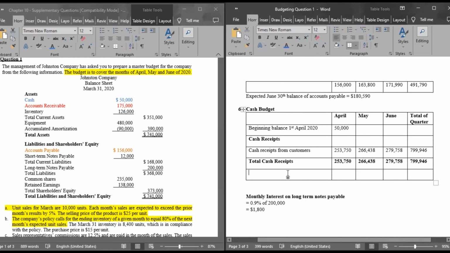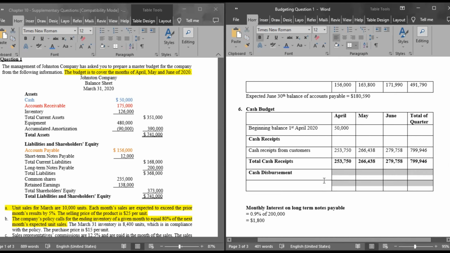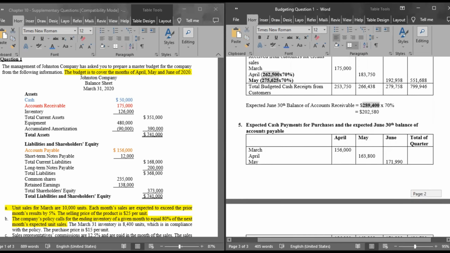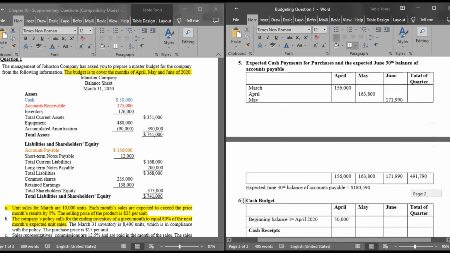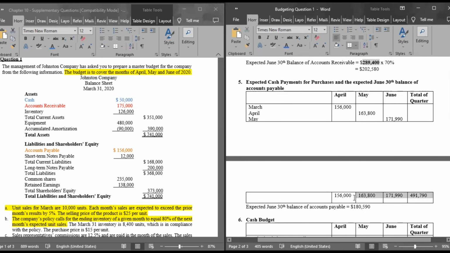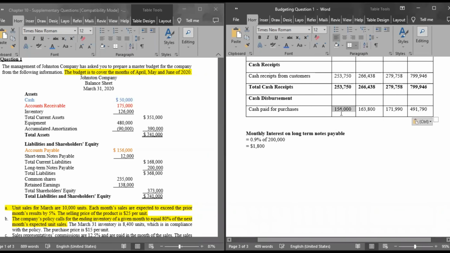Next heading will be the cash disbursements. Cash disbursements are in fact cash payments we need to make in this budget period. In the first column, we will write cash paid for purchases. We have just calculated cash paid for purchases in the fifth requirement, so we just need to copy this value and write it down here.